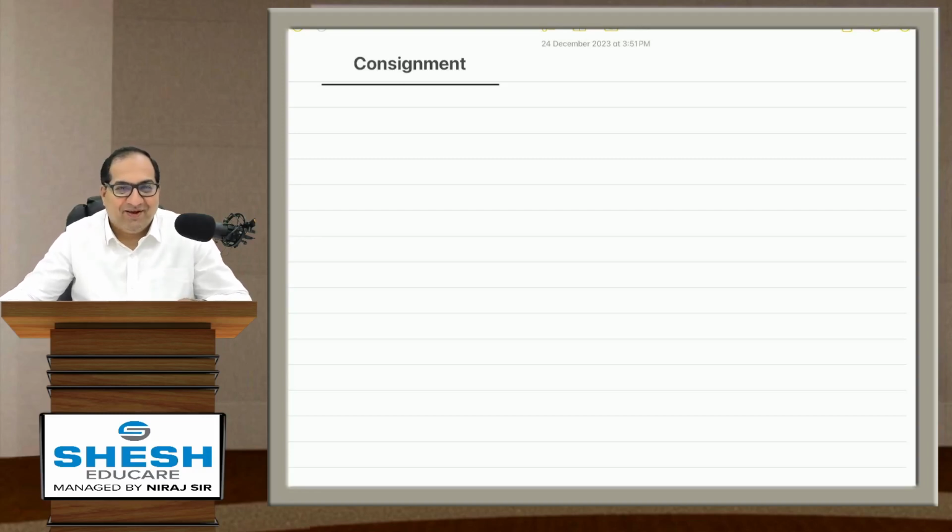Consignment is the most important chapter of this series. No, we can't say that, because partnership is also very important. But again, one of the chapters which you will always find in your CA Foundation paper. You'll hardly come across a CA Foundation paper where they have not asked a question on the consignment chapter. 8 to 10 marks, sometimes 12 marks.